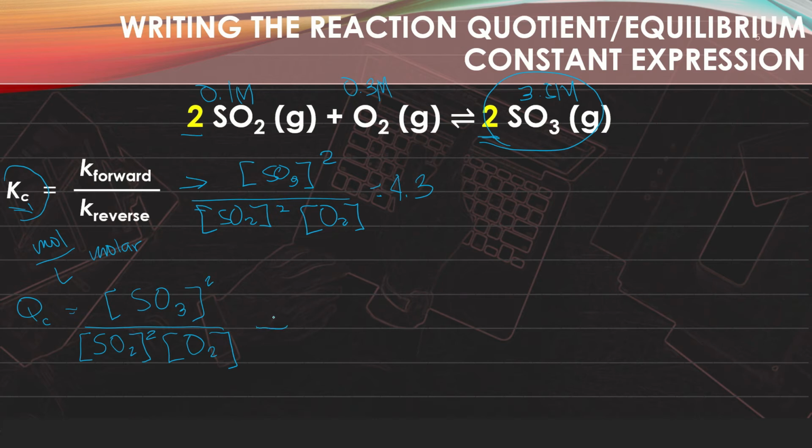So, by substituting the values, SO3 is 3.5. So, 3.5 molar concentration squared over SO2, which is 0.1 molar concentration. Do not forget the exponent. And then, oxygen, which is 0.3 molar concentration. Now, since this is division, ang mangyayari niyan ay makakancel yung ating units. So, the molar concentration will become cancelled. So, our answer will have no unit.